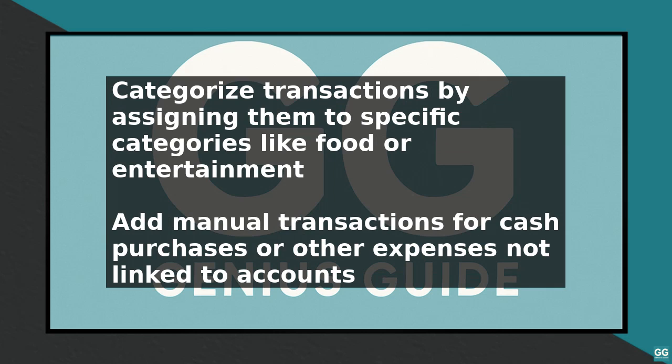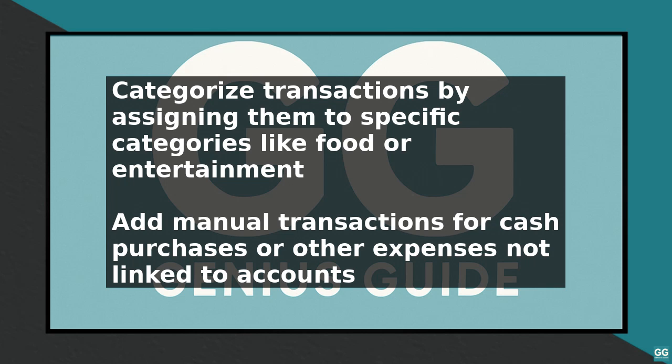Next, categorize your transactions by assigning them to specific categories such as food, transportation, or entertainment. This helps in understanding where your money is going and makes it easier to create a budget. You can also add manual transactions for cash purchases or other expenses not linked to your accounts.